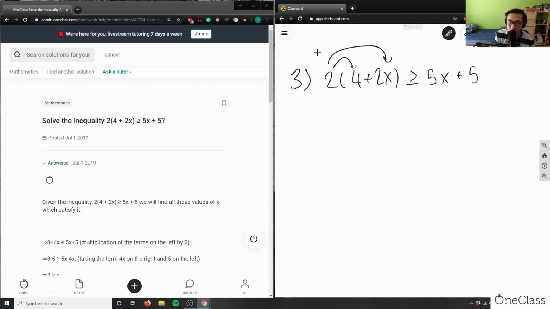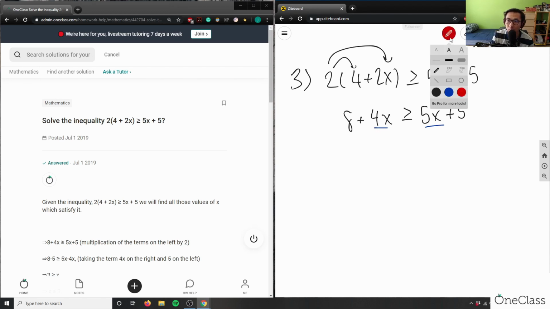So 2 times 4 here equals 8. 2 times 2x here equals 4x. So I would get something like this. And then what I would do is I would do the same thing. I would collect like terms, right? So I see here that I have 4x here and 5x here. So I'm collecting like terms with the variables here, and I have a constant term and a constant term here.